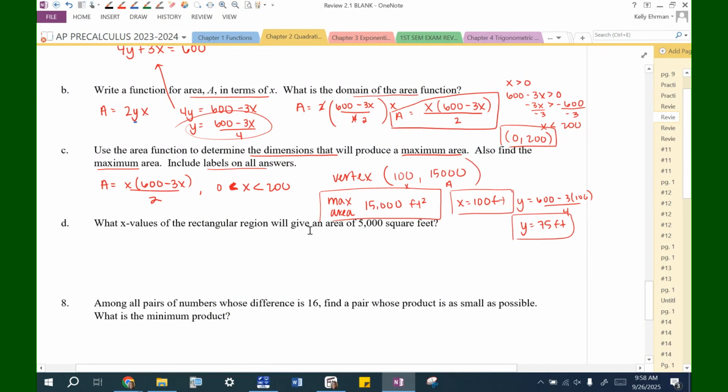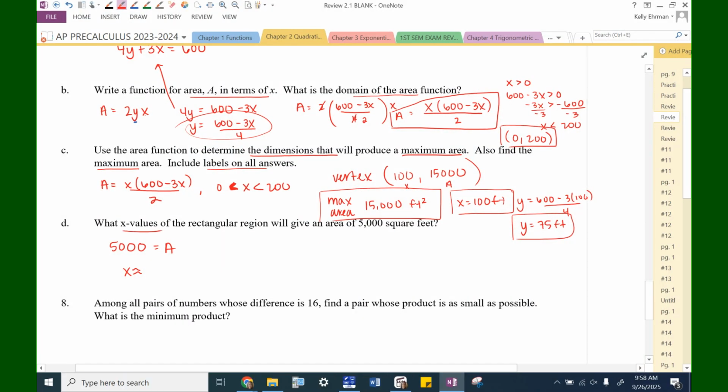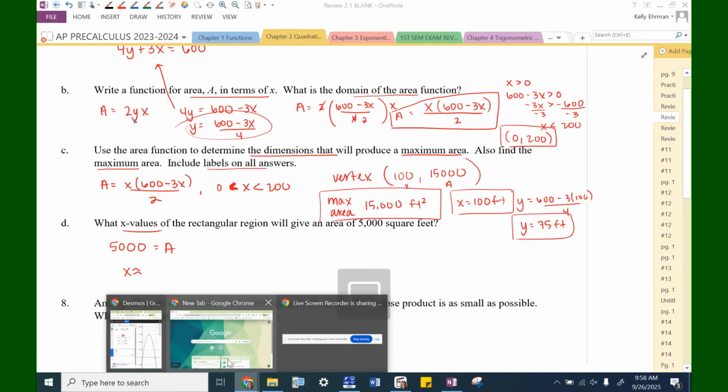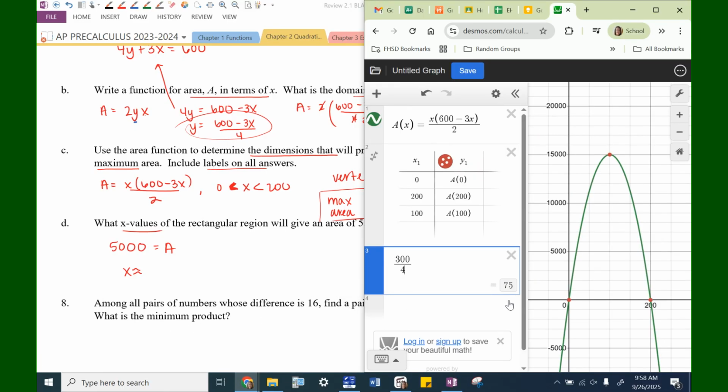What x values of the rectangular region will give an area of 5,000 square feet? So now we are setting our area equation equal to 5,000. Remember, do not solve this algebraically. It's so much faster to solve by graphing, and it's a good skill to have. It means you understand how all these things connect.